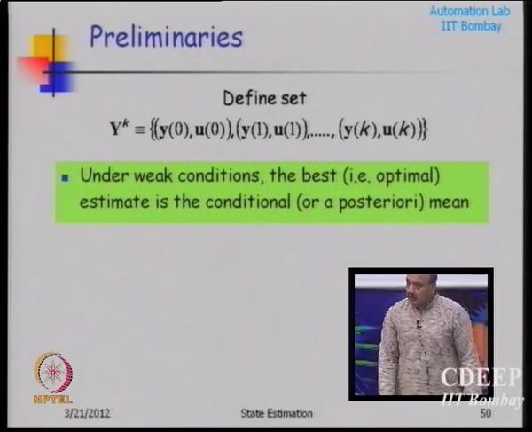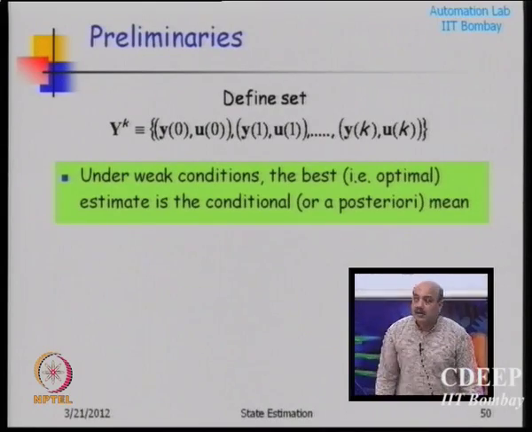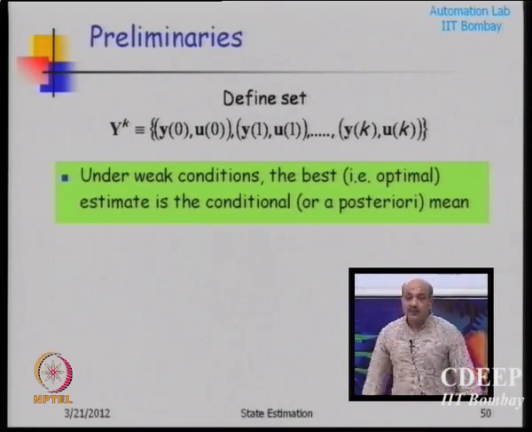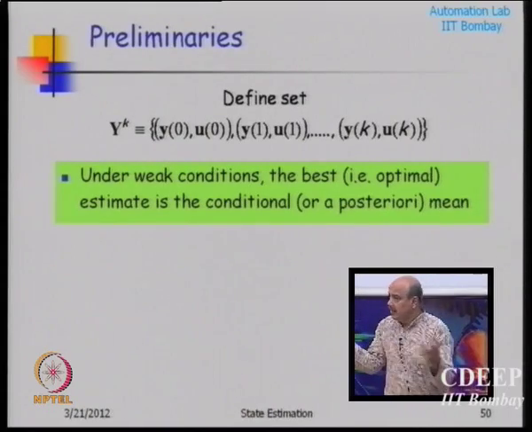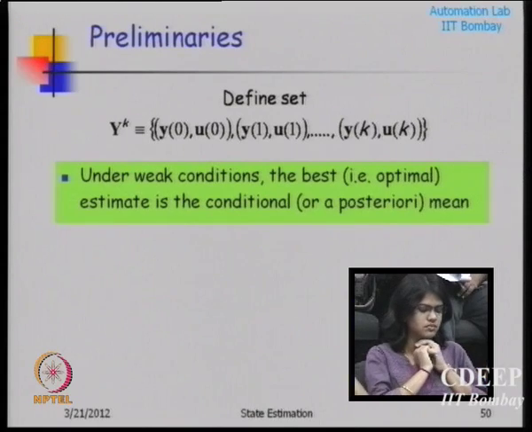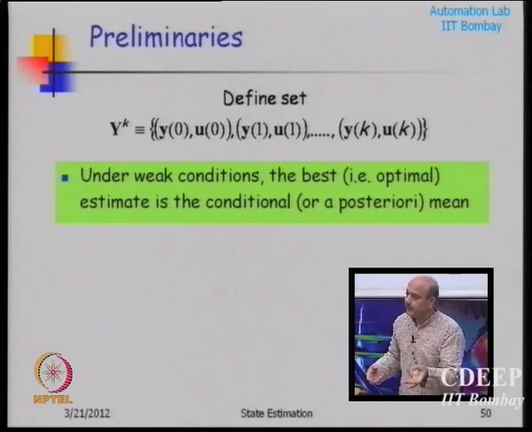Now, when we are doing an observer, we are going to use measurements to correct the states, right? I am going to use the measurement information to correct the state estimation, not correct the states. The true states cannot be corrected. The estimate of the state is going to be corrected using feedback from the measurements.